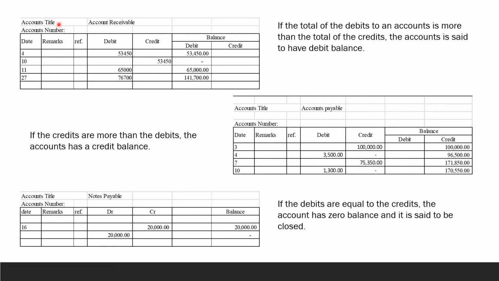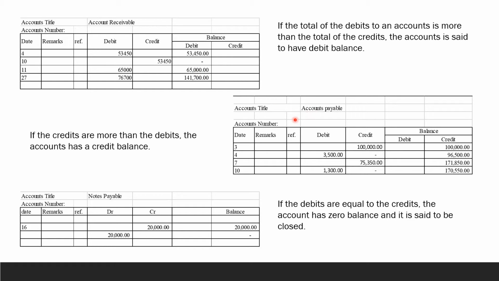So sa ating unang sample, itong ledger na accounts receivable, it shows that if the total of the debit of an account is more than the total of the credit, the account is said to have a debit balance. So bakit debit balance siya? It means to say na mas mataas yung total ng kanyang debit kaysa dun sa total ng credit. Kaya itong 141,700 na account receivable, ang tawag dito is open balance for account receivable on the debit side or debit balance.